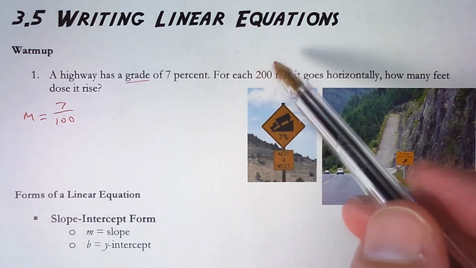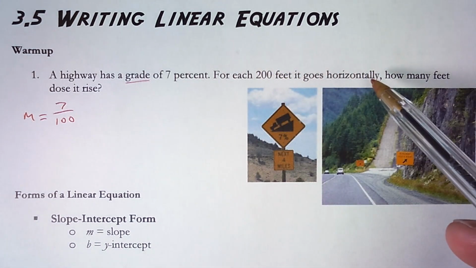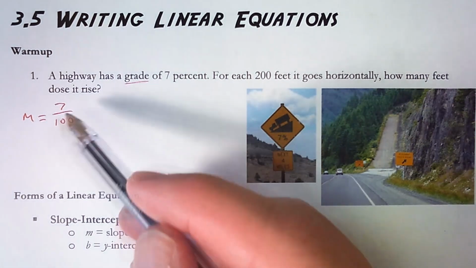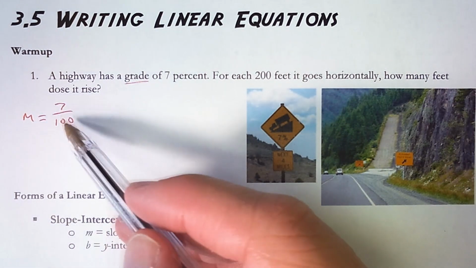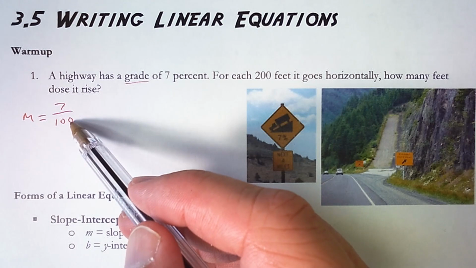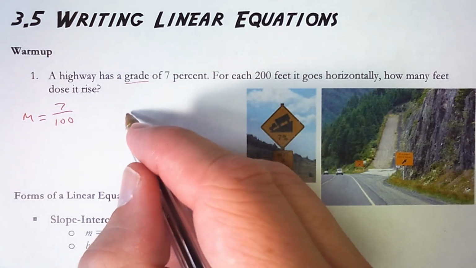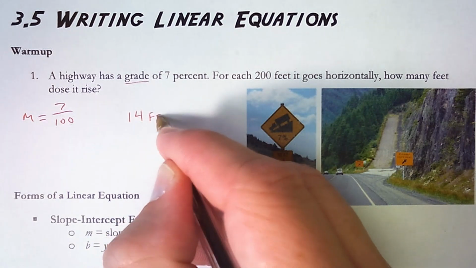But the question is, for each 200 feet that the highway goes horizontally, how many feet does it rise? Well, if it rises 7 for every 100 feet, then by the time it's gone 200 feet, it's done twice that, so it has risen 14 feet.